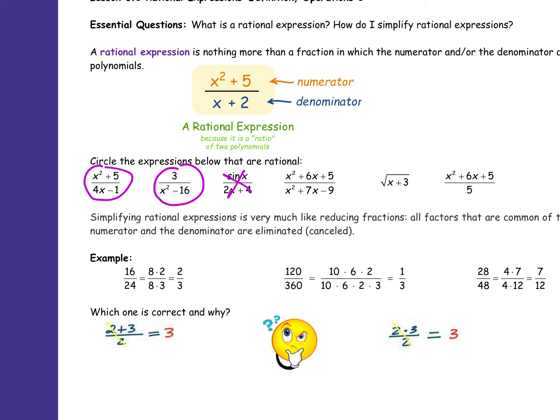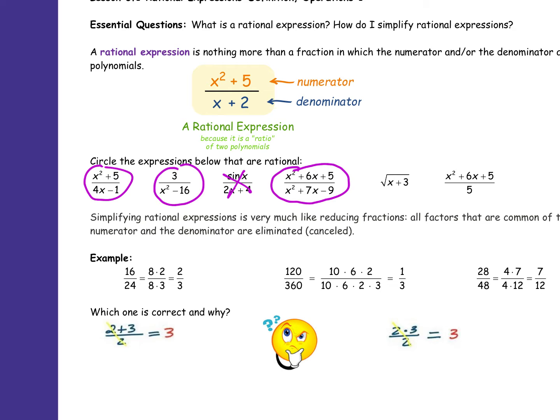The fourth one. It's just x squared plus 6x plus 5 over x squared plus 7x minus 9. Yes. It's in fraction form. It's got a polynomial in both the top and the bottom, so it is a rational function. What about the square root of x plus 3?